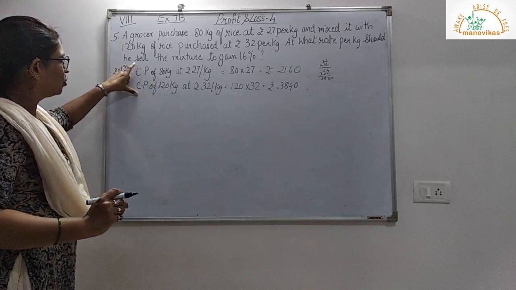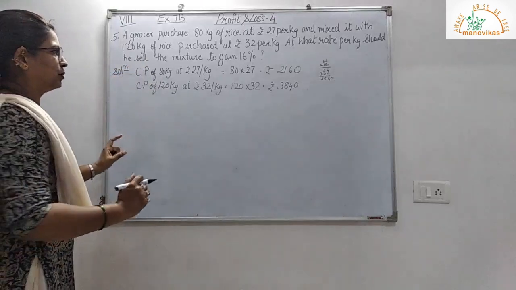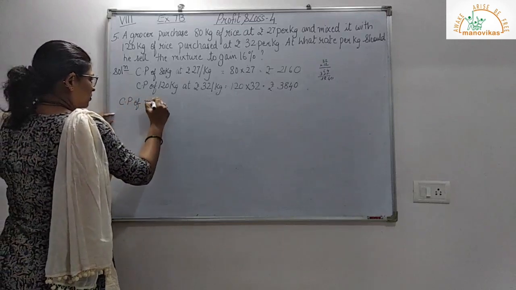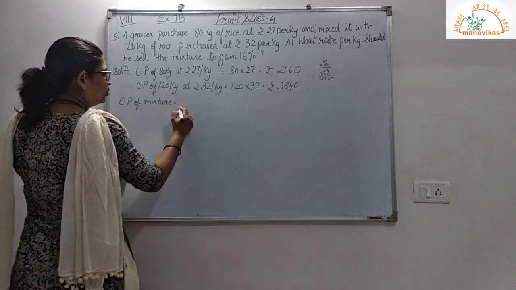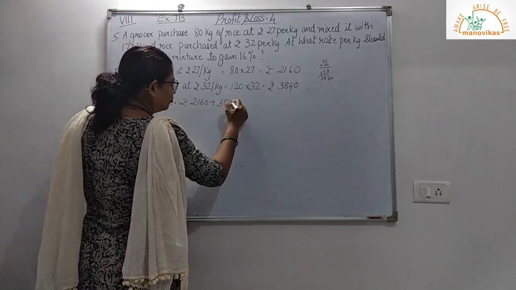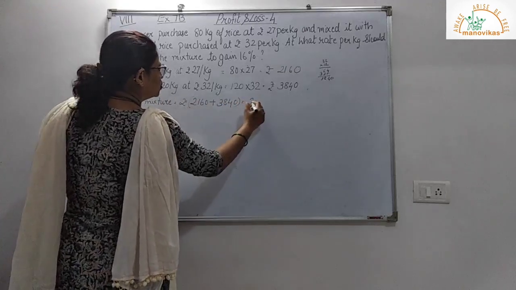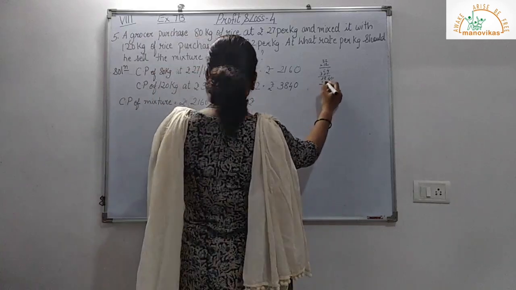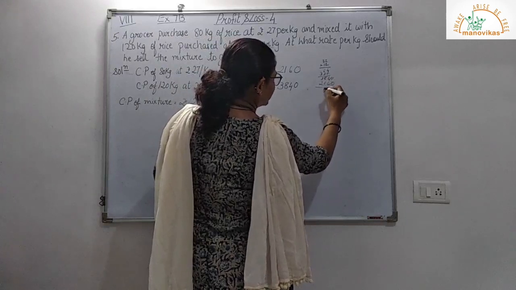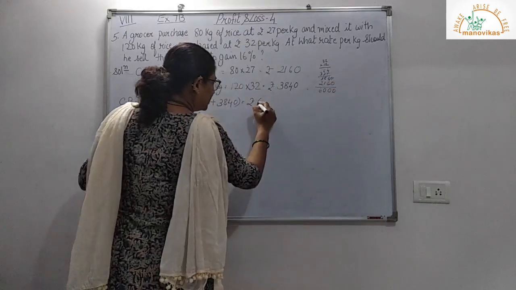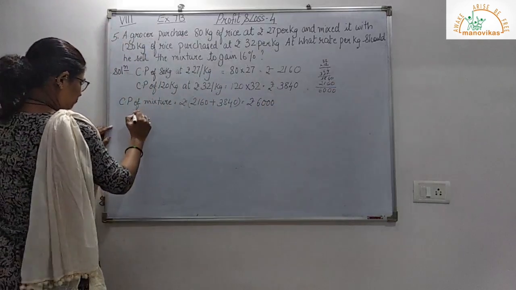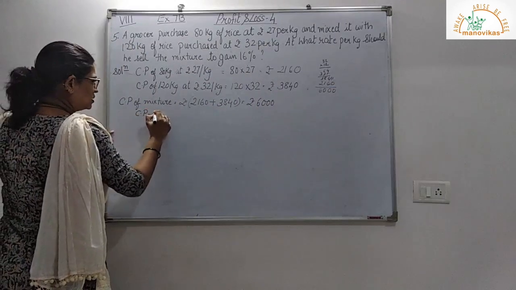Done. Now this is the cost price for 80 kg, cost price for 120 kg. Now we have to find the cost price of the total mixture. So cost price of mixture is equal to rupees 2160 plus 3840. So this comes to rupees, 2160, so 0, 0 carry 1, 8, 9, 10 again 0 carry 1, so 6. So it comes to rupees 6000. Right. So we have the cost price.